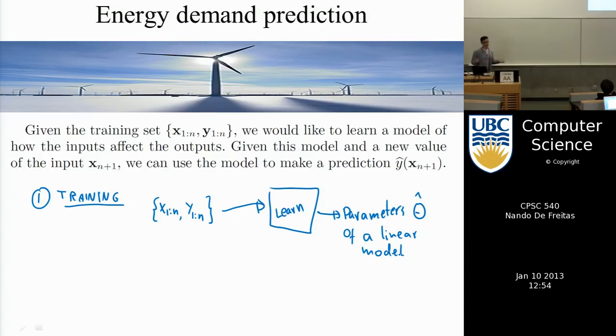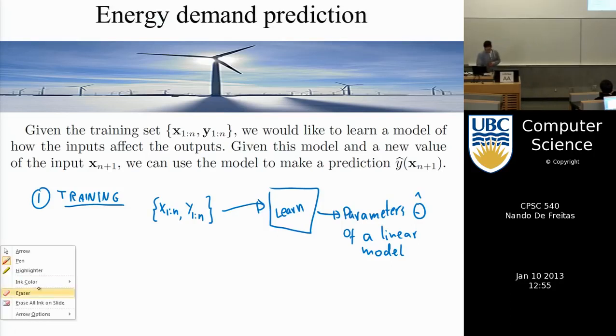That's training. Training is about getting some parameters. Now, the parameters are a summary of the data. You might have many points, but once you know the slope and the intercept, you have all the information that the data conveys, and then you can throw away the data.